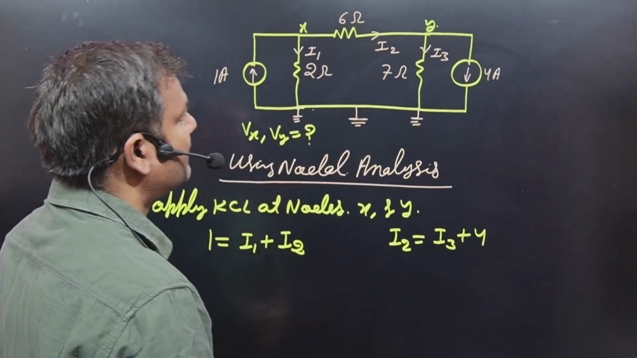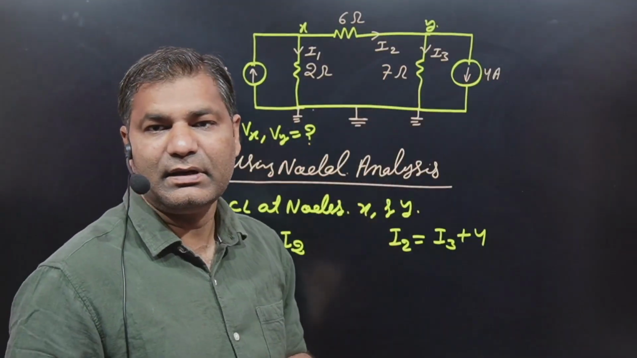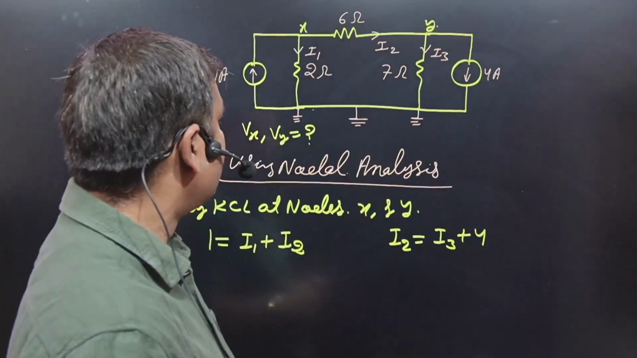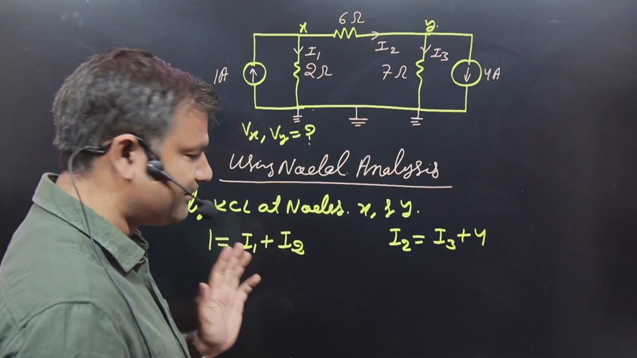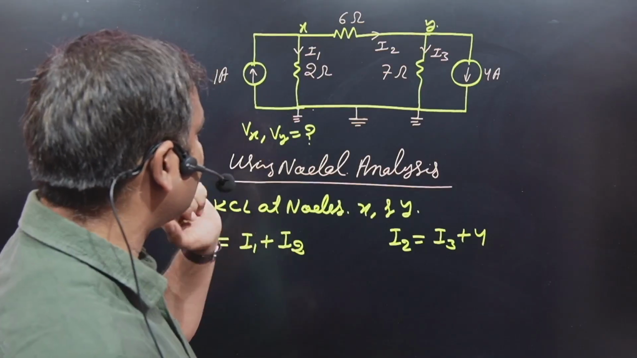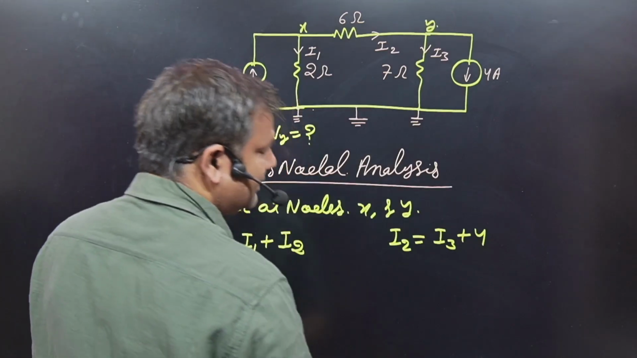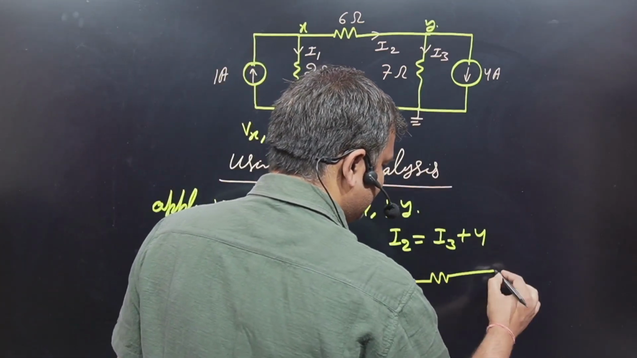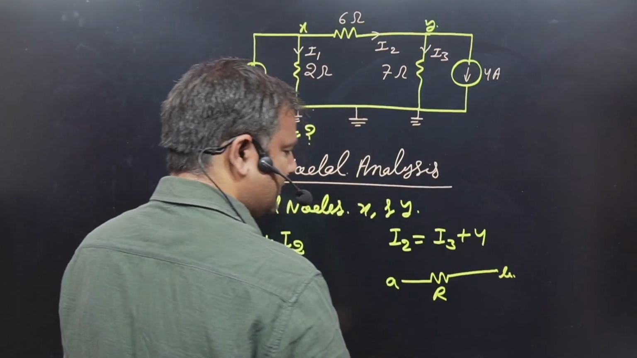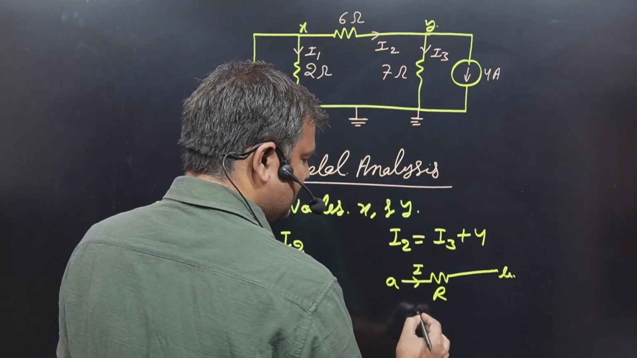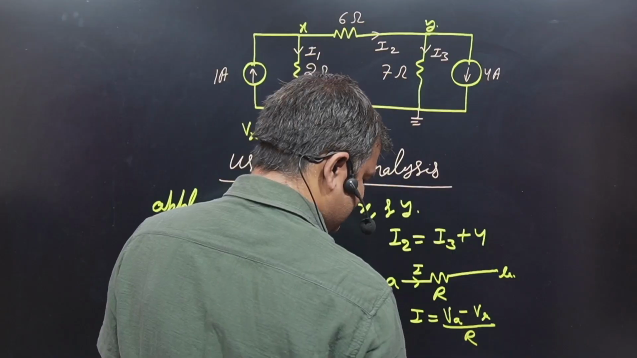Incoming current is I2, and outgoing is I3 and 4 ampere. Clear? Our target is Vx and Vy. So first we apply KCL, and we write it like that. Now what about I1, I2, and I3? I know that for a resistor R, suppose the terminals are A and B, and the current is I, then I is written as VA minus VB divided by R. Clear?